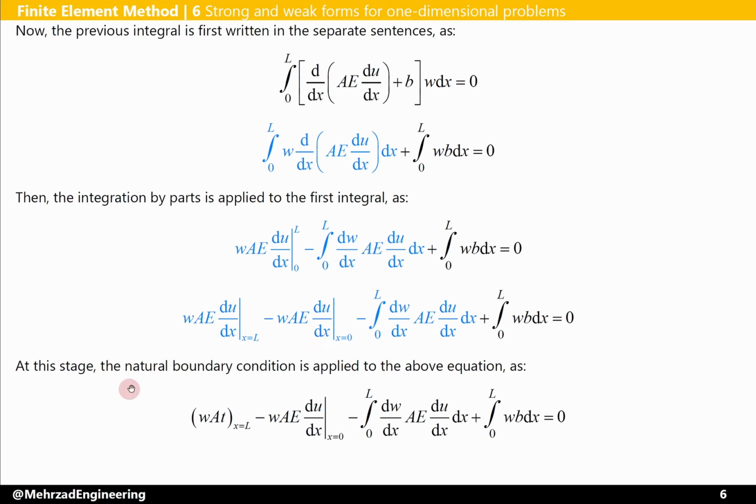And at this stage, we can apply the natural boundary condition. So we know that at x equal to L, the traction is t. So instead of e du/dx, we can write t. So we have this equation. In this equation, the derivative orders of w and u are the same. Both of them have first derivative order.